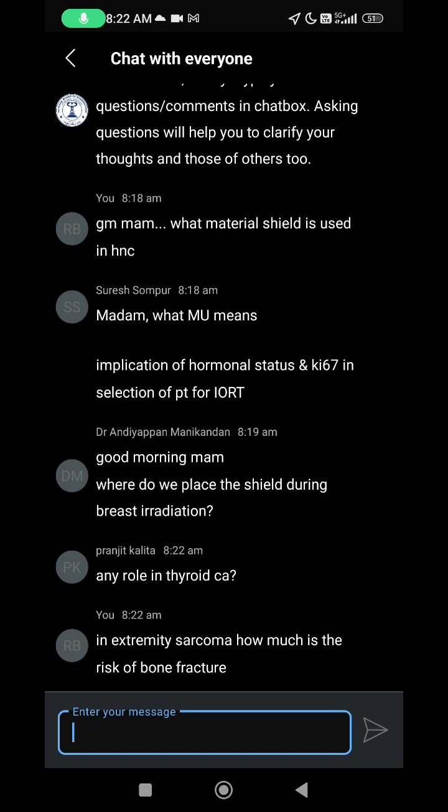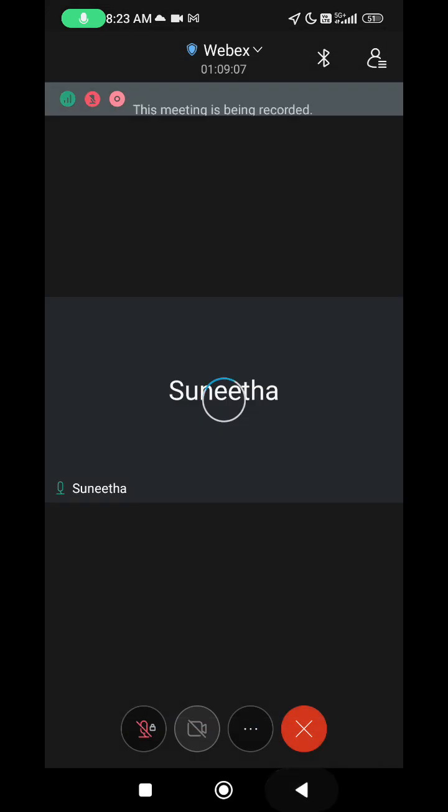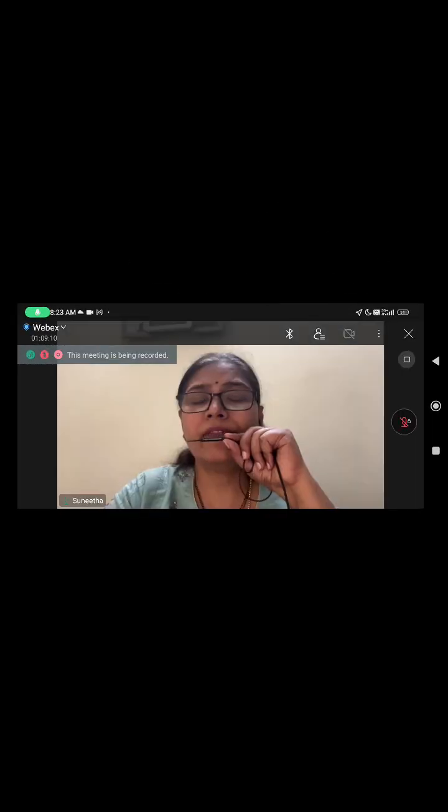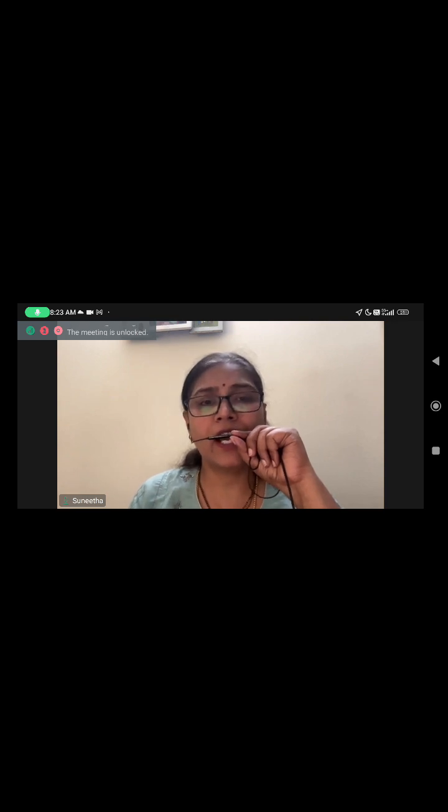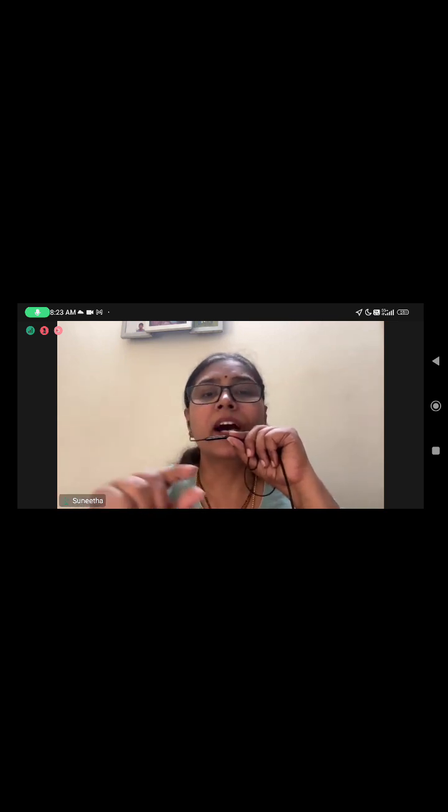Extremity sarcomas, bone can tolerate very high doses of radiation. Fractures and all those things are common when we deliver high doses of radiation like 21 gray. This is a problem only in case of breast where we are using a very high dose of radiation and a very thin flat bone. The ribs are flat bones which are very thin. So the chances of fracture are more in those cases because we are delivering a high dose of 21 gray and the bone is also very thin and flat. Whereas in case of extremity sarcomas, those are thick cortical bones which can tolerate very high doses of radiation.